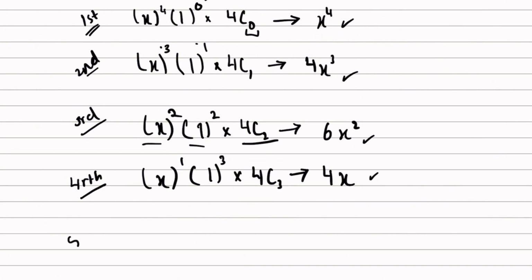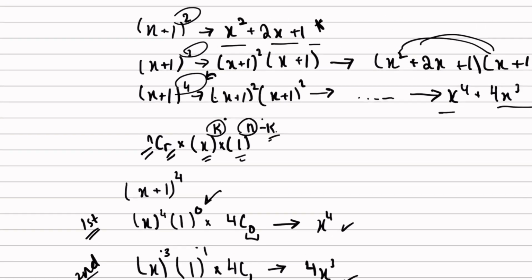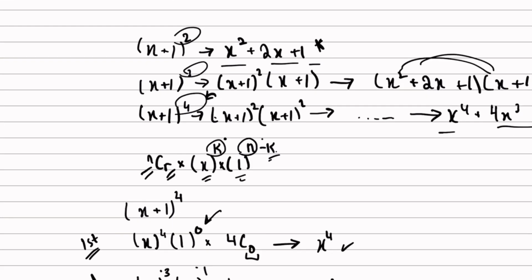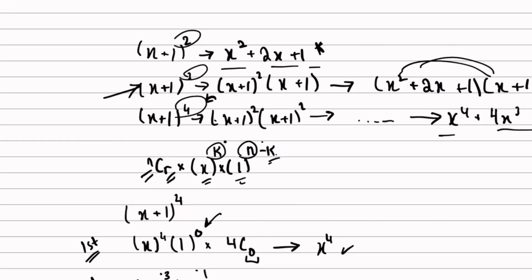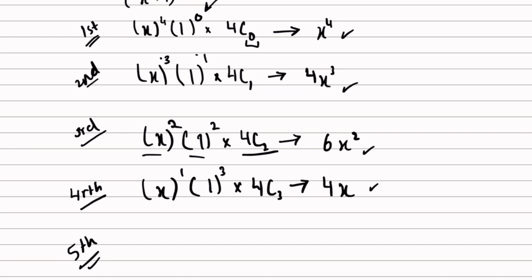Now this fifth term, because anything to the power of 4 is supposed to have 5 terms, like anything to the power of 3 is supposed to have 4 terms. So the fifth term is going to be when x is raised to the power of 0, multiplied by 1 to the power of 4, and then that's obviously multiplied by 4c4, which is supposed to be 1.